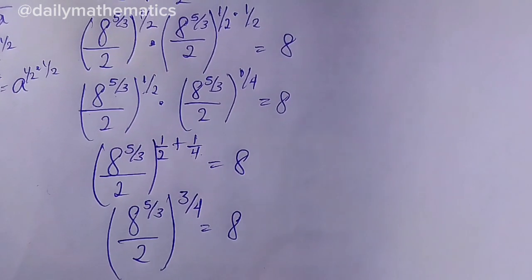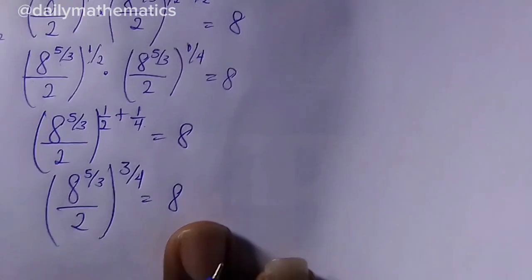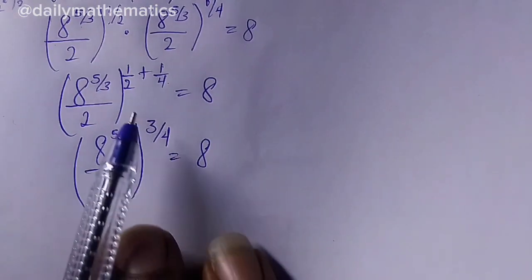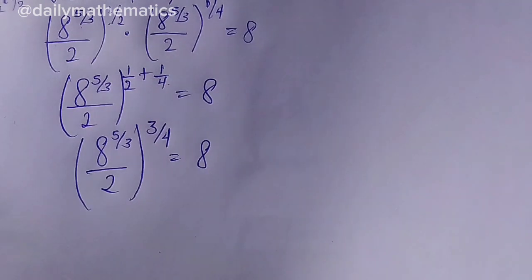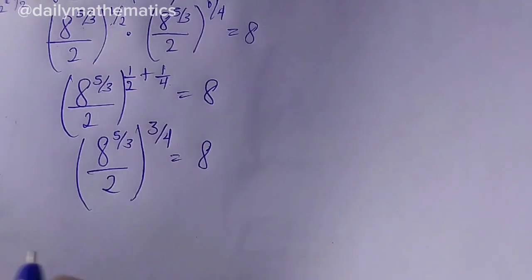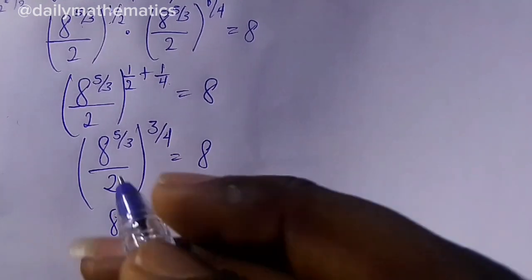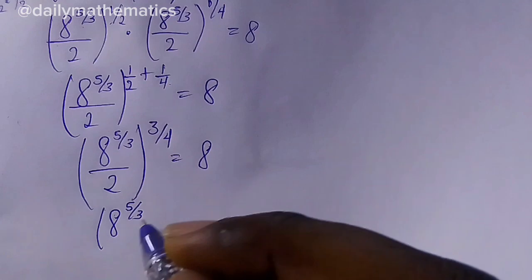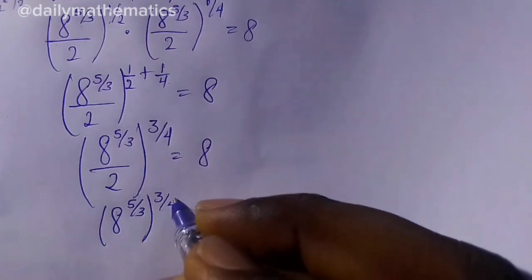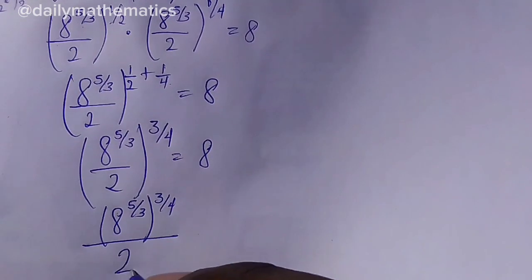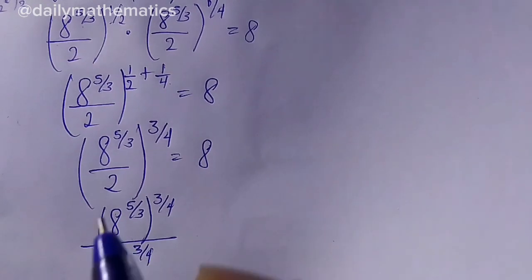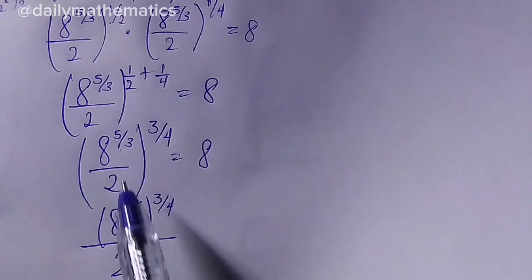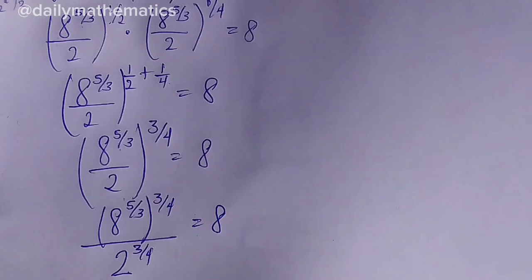All right, so what are we going to do next? So let's continue here. We have 8 raised to the power of 5 over 3 over 2, and all over 3 over 4. So what are we going to do? We can now split what we have. We have 8 raised to the power of 5 over 3, and then we're now going to have raised to the power of 3 over 4 over 2 raised to the power of 3 over 4. Now remember that this raised to the power of 3 over 4 applies to both the numerator and the denominator. So we have equals 8.